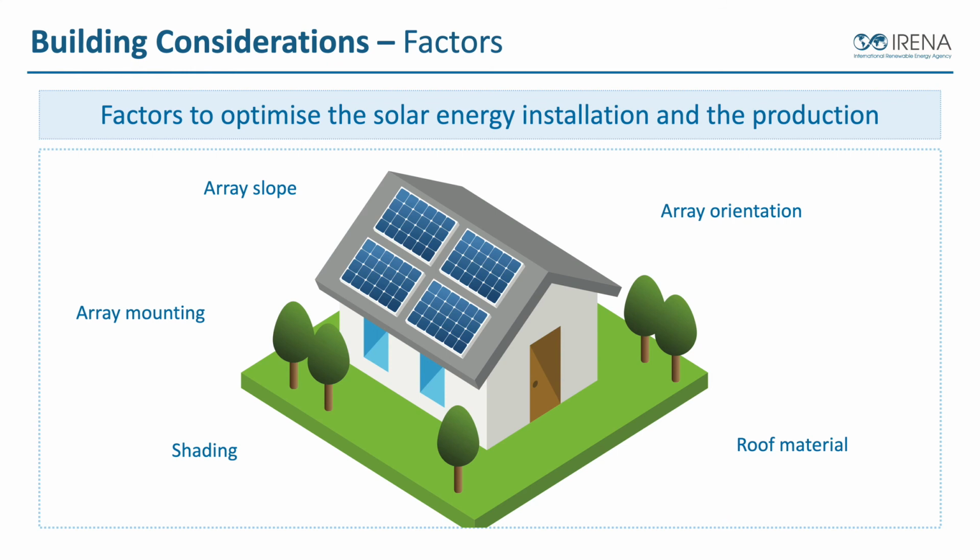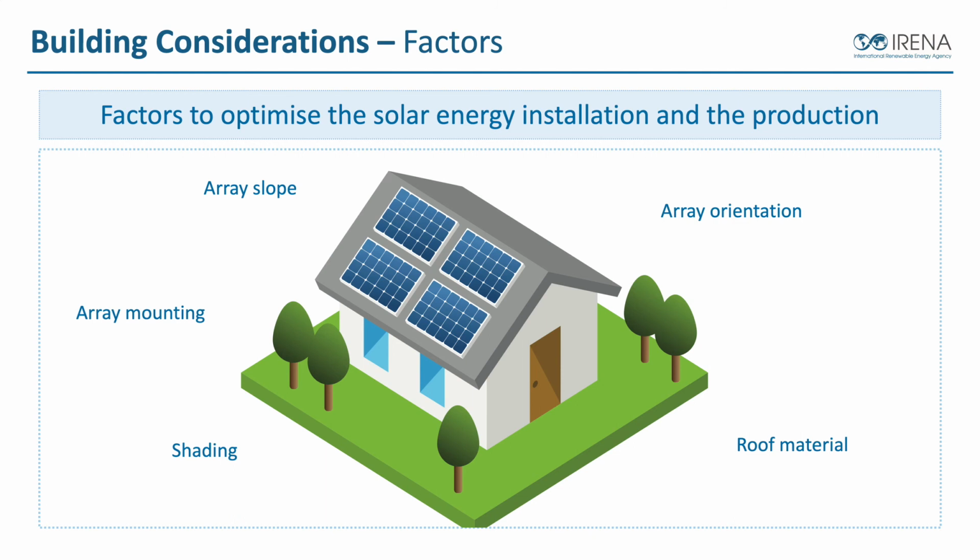So some of the factors with our buildings that we need to consider. Factors to optimize the solar energy installation and the production. Well, I've mentioned a few of these already, but we'll go through them again. Array slope, meaning the tilt angle of the solar array. Array orientation really means, is it pointed south or east or west or north, and which direction is the array facing? How we mount the array can impact it.